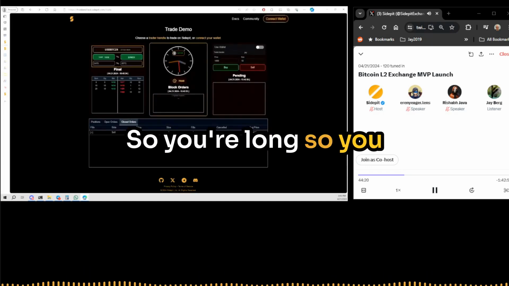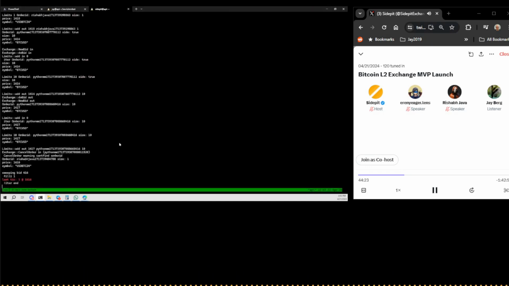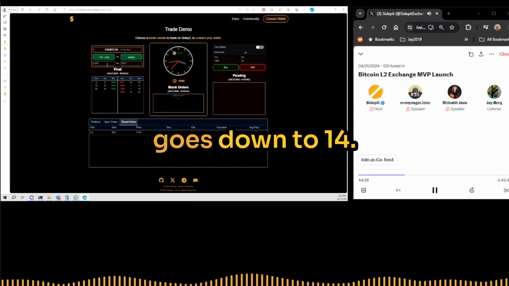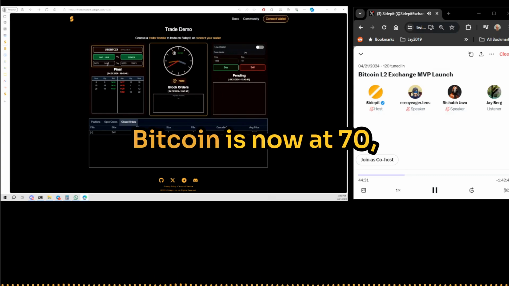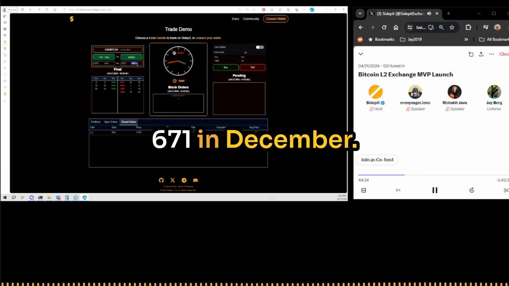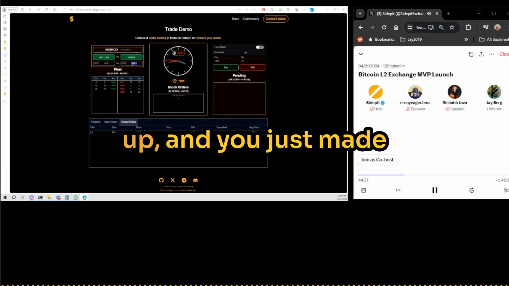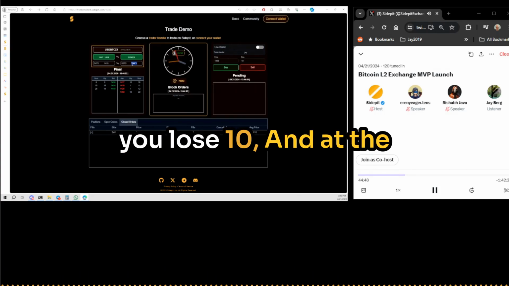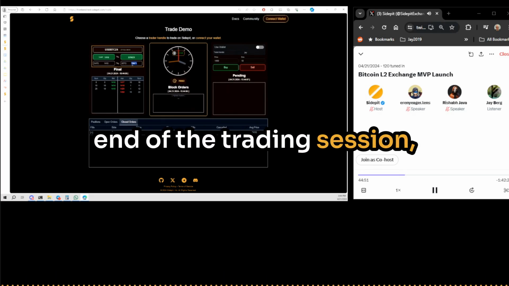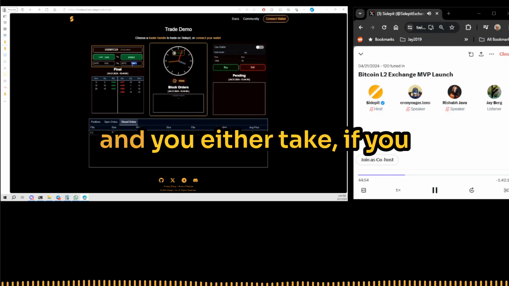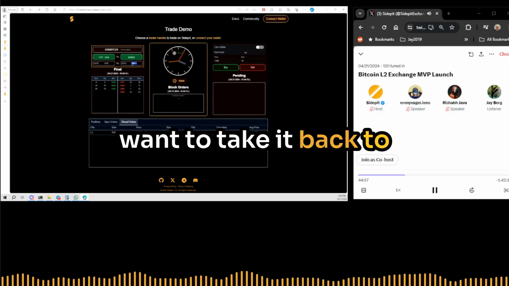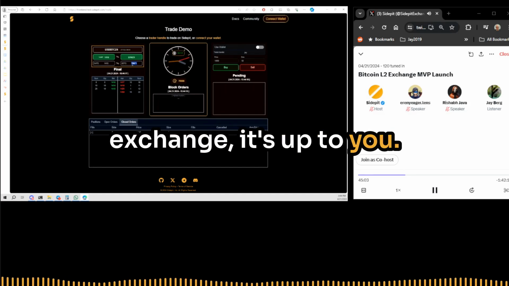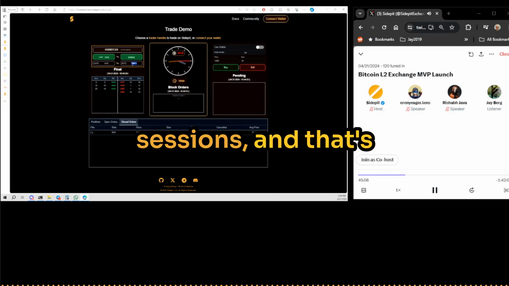Okay, so you are short 1 at 14.16. All right, so if the price goes down to 14.15, that means Bitcoin is now at 70,671 in December. That means Bitcoin went up, and you just made 10,000 Satoshis. Every tick down is $1, and every tick up you lose 10,000 Satoshis. And at the end of the trading session, the P&L is what matters, and if you want to take it back to your wallet, or you want to keep it locked in the exchange, it's up to you. So it works in trading sessions, and that's the settlement.